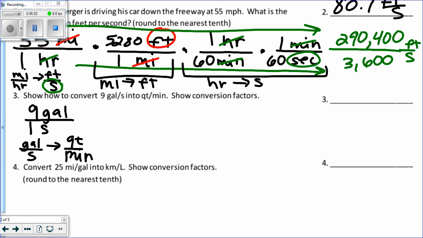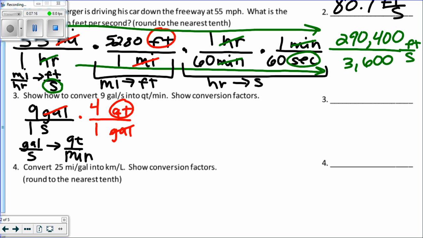So first, I'm going to change gallons to quarts. That means I have to have gallons on the bottom and quarts on top because I want gallons to cancel out. So 1 gallon has 4 quarts, and that's our conversion factor. So we're now in quarts, which is great.